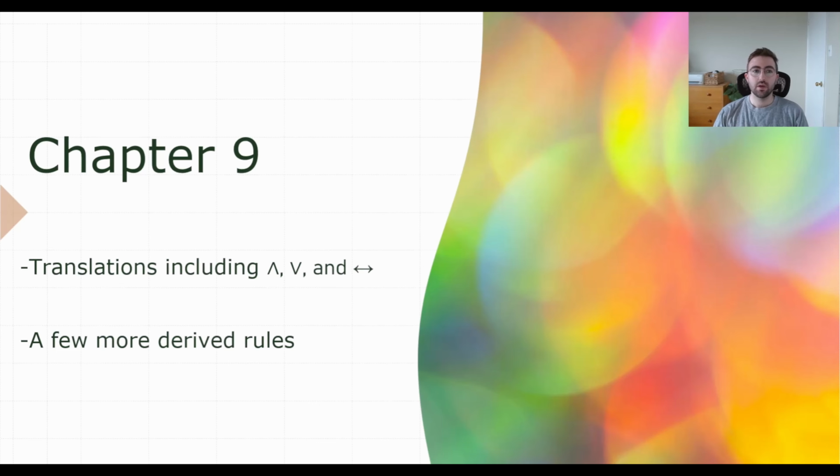Okay, so welcome to our lesson on Chapter 9. Today we're going to do some more translations, including translations that involve the symbols for and, for or, and for if and only if. And we are also going to do a few more derived rules because it's going to make the problem sets in Chapter 9 way easier. They're extremely hard if you don't have these. So let's get to it.